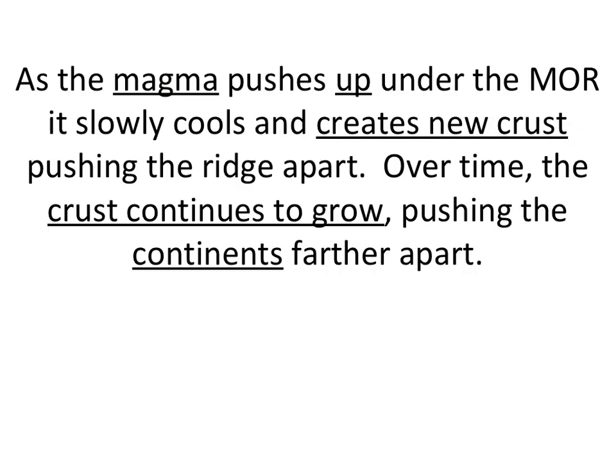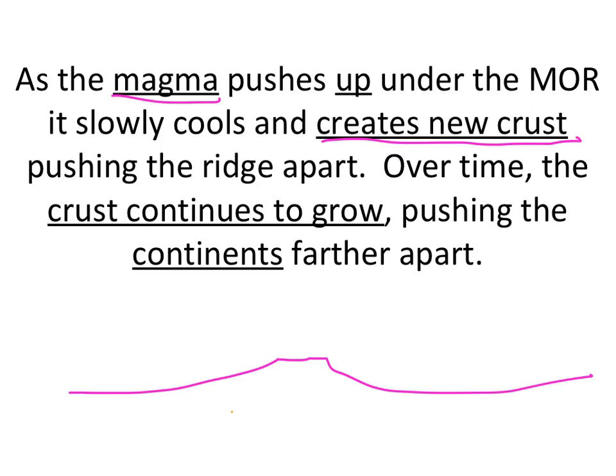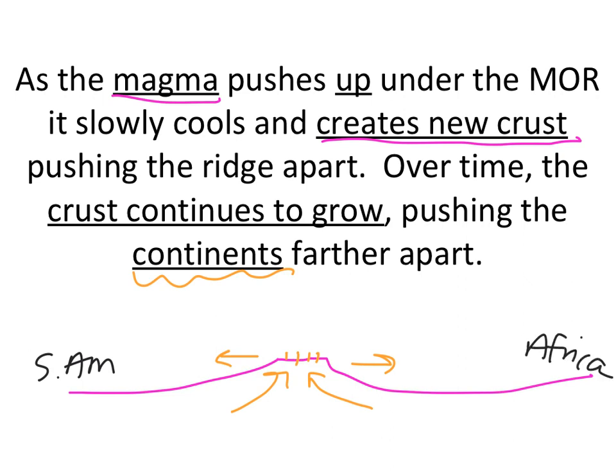We know this is possible because as the magma pushes up underneath the mid-ocean ridge, it slowly cools and creates new crust, slowly pushing that ridge apart. Right? As that magma comes up, oozes out to the surface, as it cools, it becomes hardened and slowly pushes the ocean apart. Now, because the continents are on either end of the ocean, over here South America and over here Africa are in turn getting further and further apart over time.